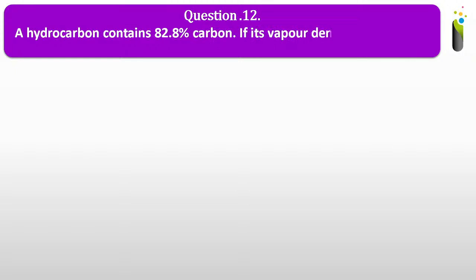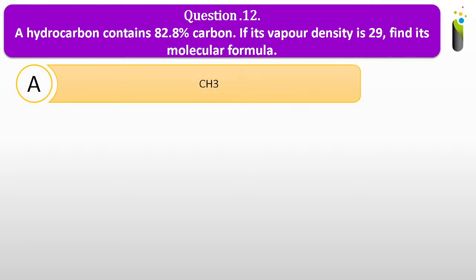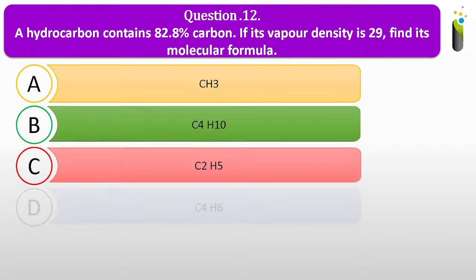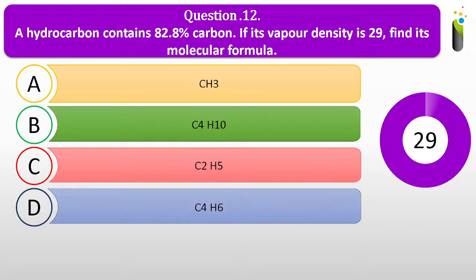A hydrocarbon contains 82.8% carbon. If its vapor density is 29, find its molecular formula. A. Is it CH3? B. C4H10? C. C2H5? D. C4H6? So tell me the molecular formula.